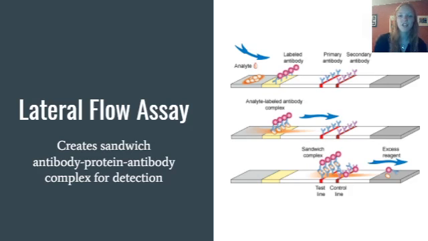The first method of antigen testing is the lateral flow assay, which uses antibodies to detect antigens. It's important to note that antigen tests use antibodies, but they are not an antibody test. The antibodies used in antigen tests are lab-made to aid in the diagnosis of a given antigen.